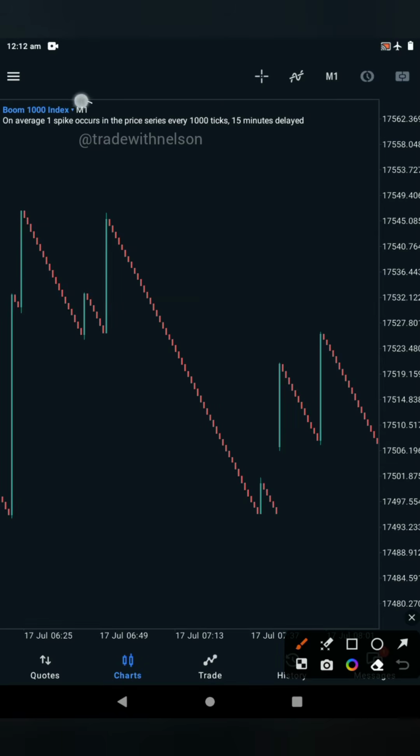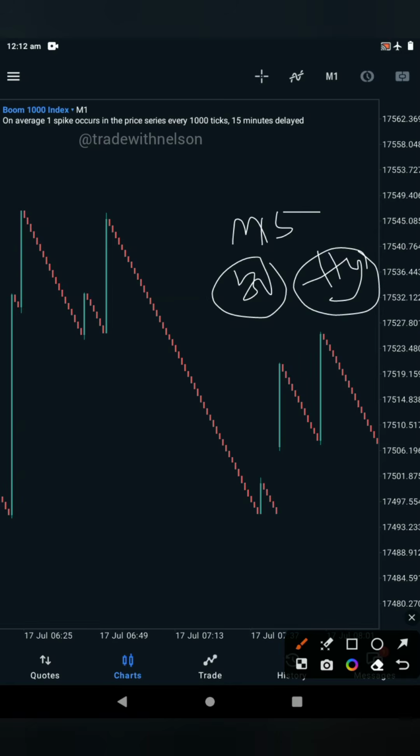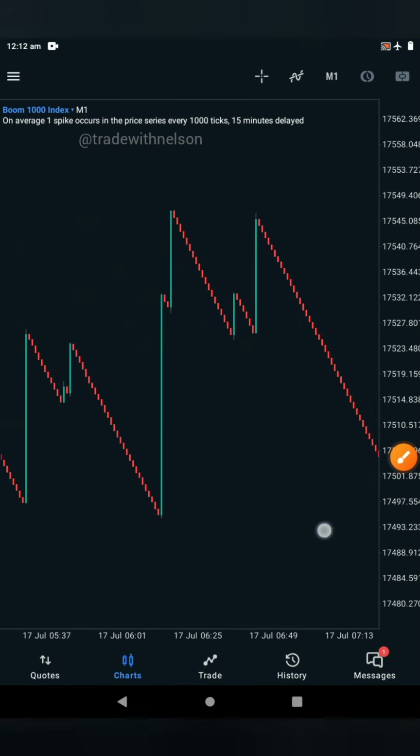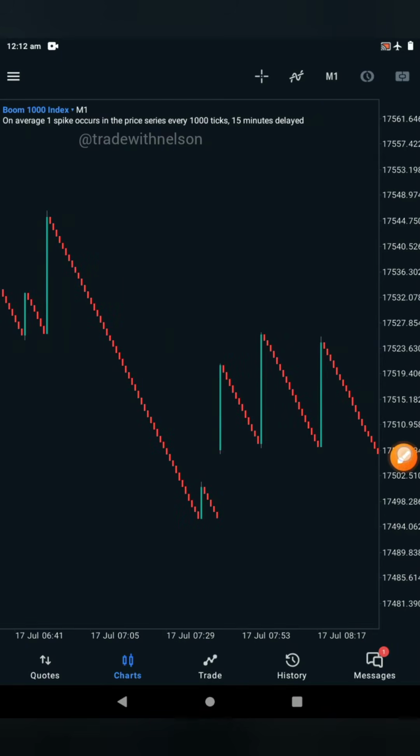If you look carefully on my chart, this is the 1 minute time frame and this is Boom 1000. For this strategy, you will be using your 15 minutes time frame or your 30 minutes time frame as your higher time frame, and you will be using the 1 minute time frame for your entry. But before I explain how this strategy works, let me quickly show you the settings of my indicators.